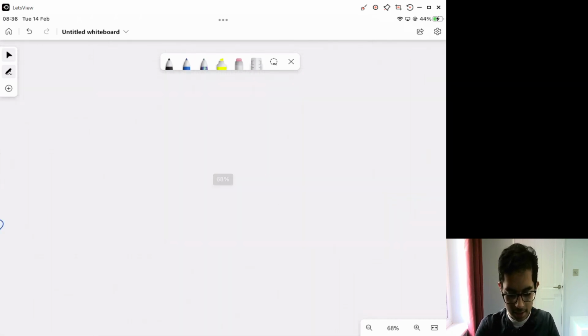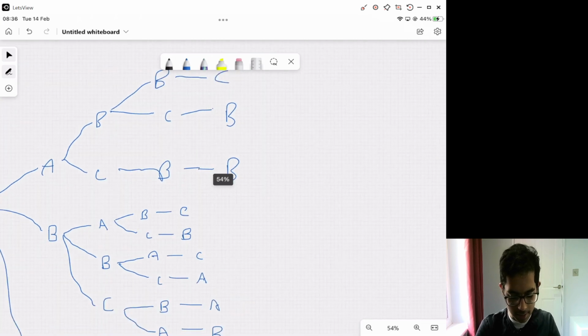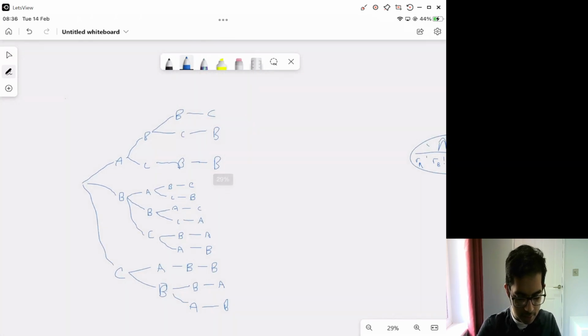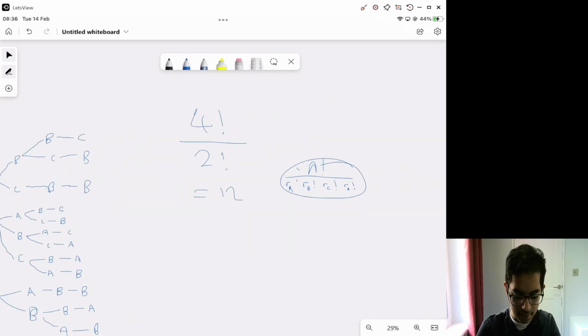So let's see how we can apply this to our tree over here. If we want to find out the total number of combinations of A, B, B, C, it will basically be 4 factorial, since there are 4 characters, divided by 2 factorial, which is 12 different combinations. As we can see, there are indeed 12 combinations of this particular string.